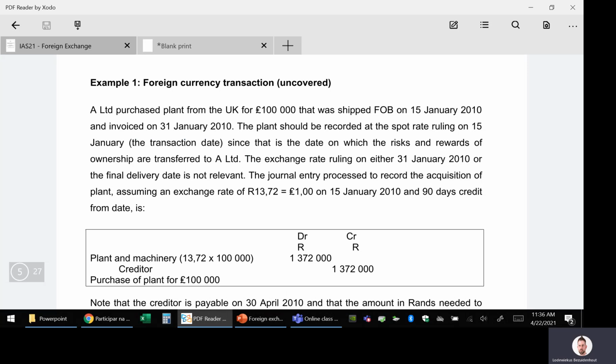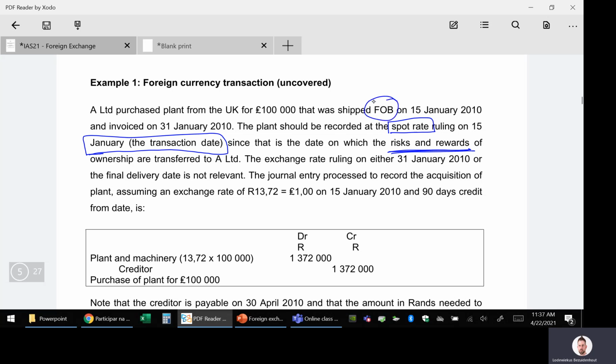All right, example one. A Limited purchased a plant from the UK for £100,000. It was shipped FOB on the 15th of January 2010 and invoiced on the 31st of January. The plant should be recorded at the spot rate on the 15th of January, the transaction date, because that is the date that the risks and rewards were transferred to A Limited.